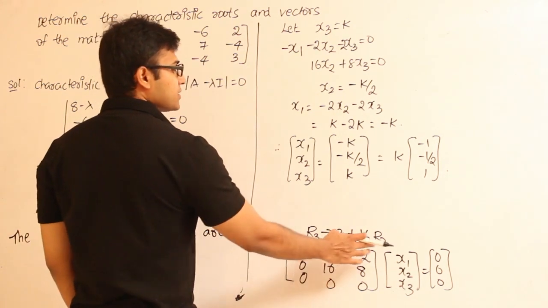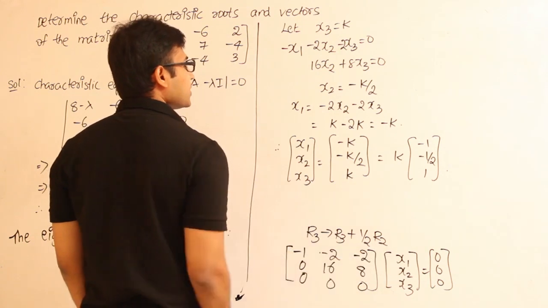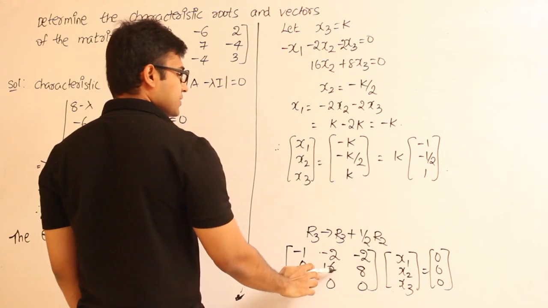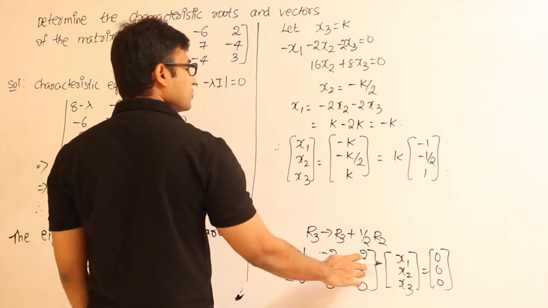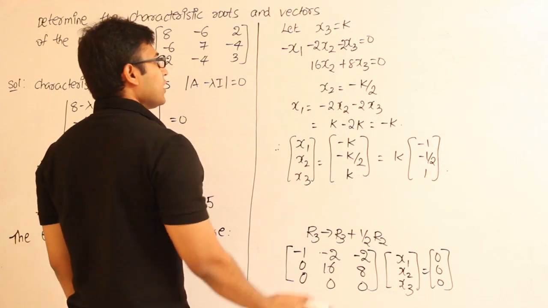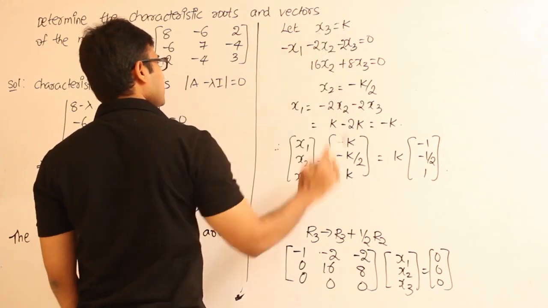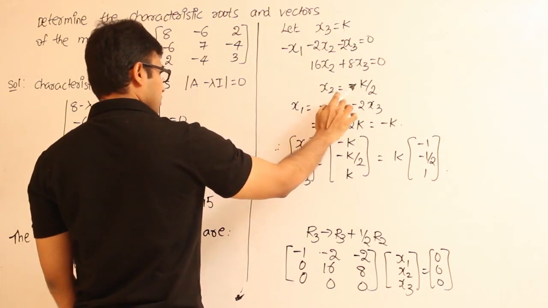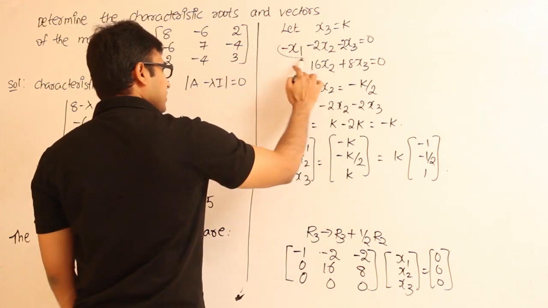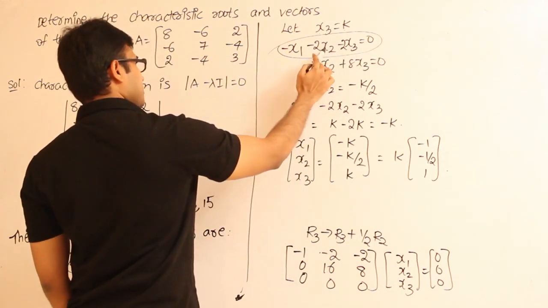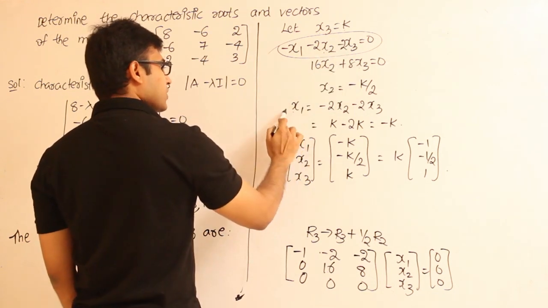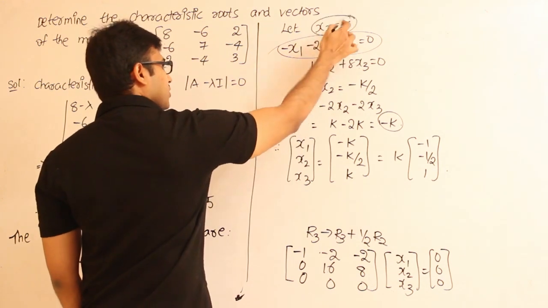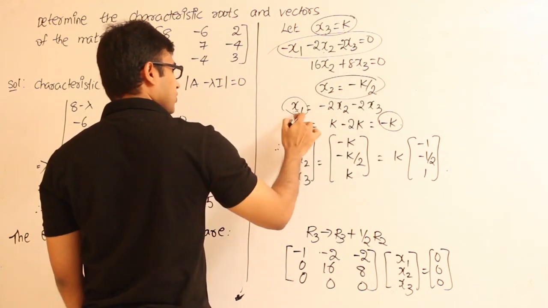One is minus x1 minus 2x2 minus 2x3 equal to 0, and the other one is 16x2 plus 8x3 equal to 0. Now in this equation, in place of x3 you substitute k, then I got x2 equal to minus k by 2. Now taking the first equation, substitute the values of x2 and x3, and we got that x1 equal to minus k.